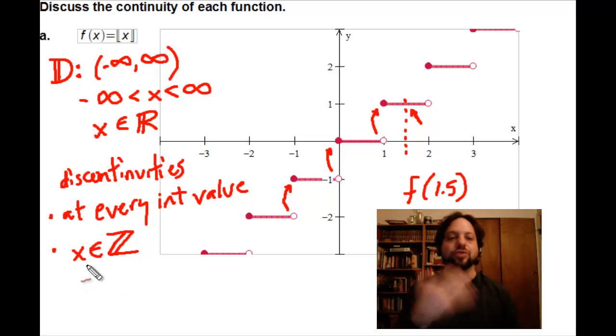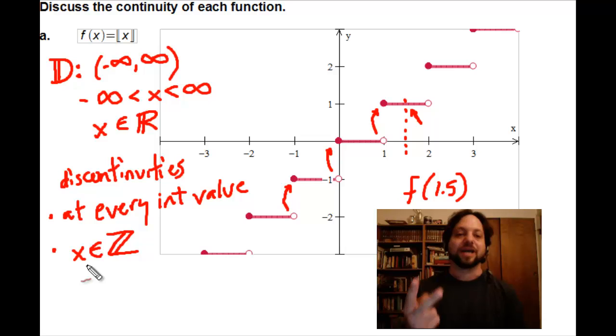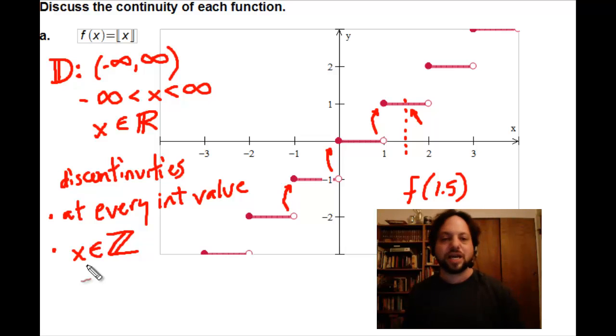Lots of different ways. As long as you explain yourself, you'll be okay. And that's how we discuss the continuity. Give the domain and tell us where it's discontinuous, and we'll infer that it is continuous everywhere else. Well, that being the case, let's take a look at a tangent function in example B and see how that one works out for us.